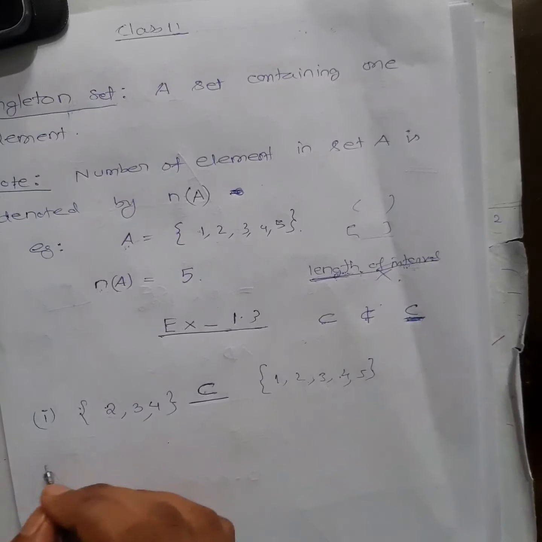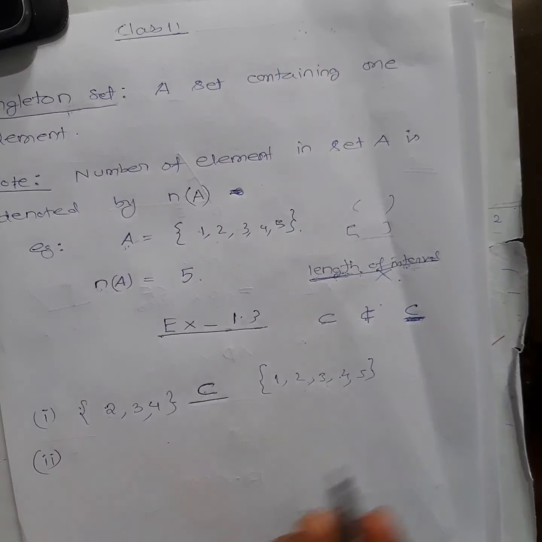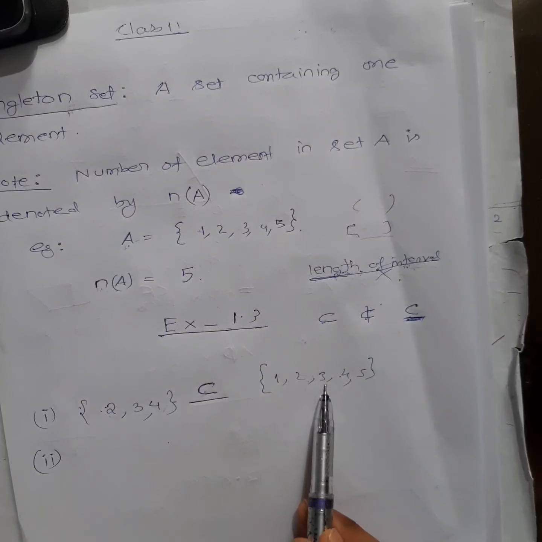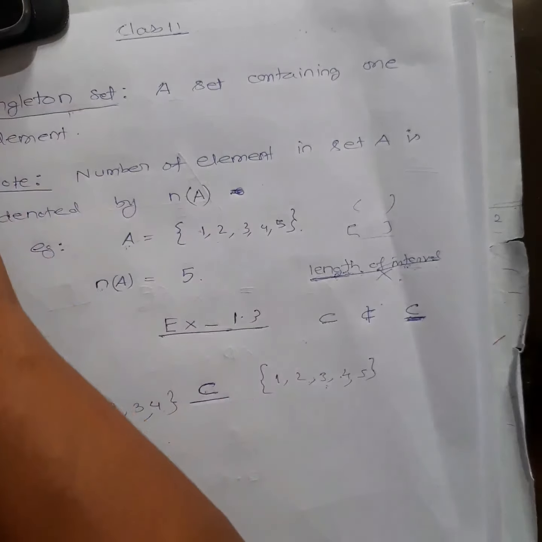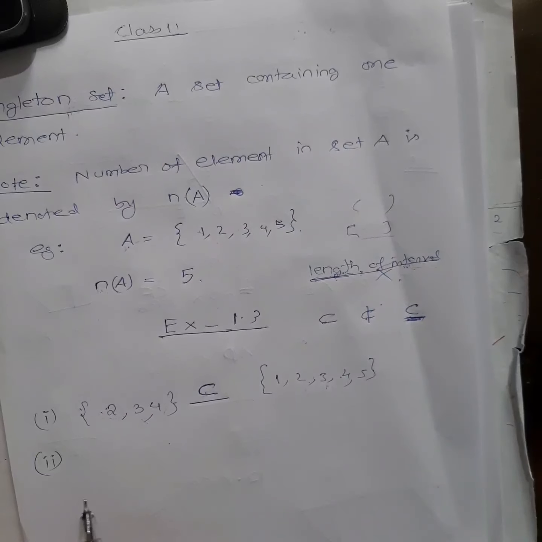Okay, so number 2, you just have to check: subset means what? All the elements of the first set must be contained in the other set. If they are contained there, then it is a subset of that set. Okay, so next, number 2. What is given in number 2?